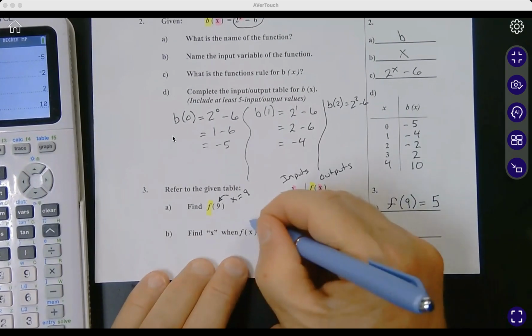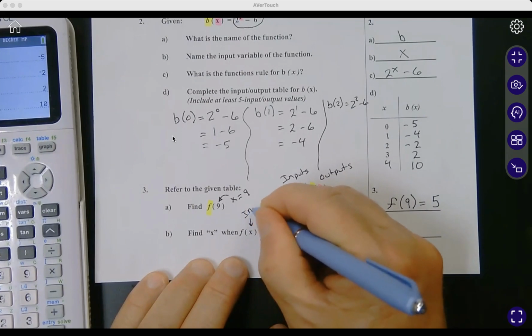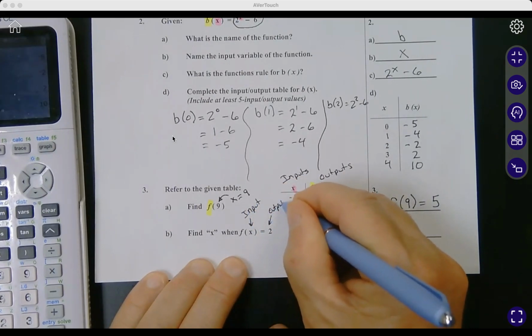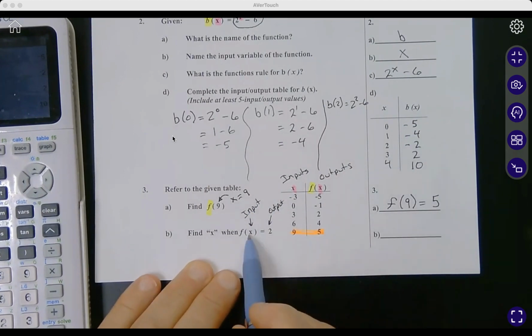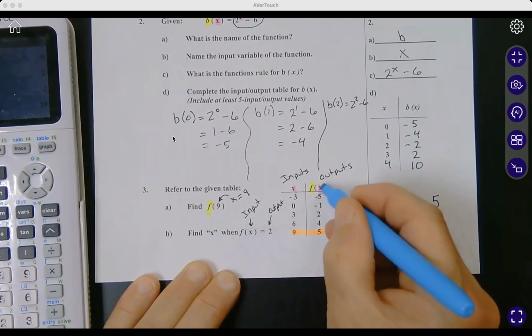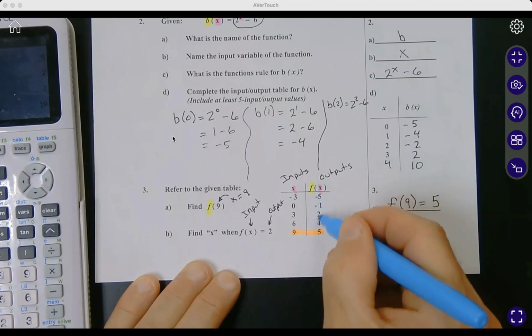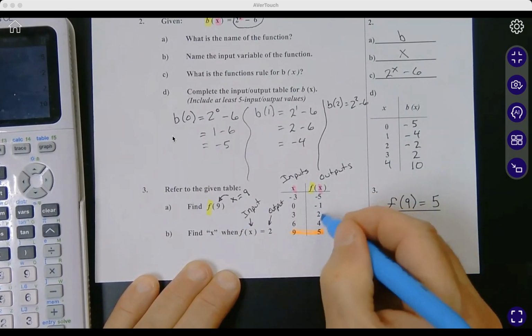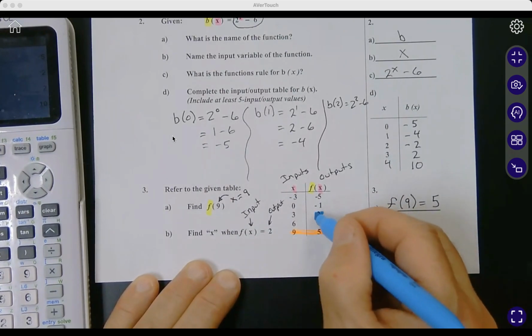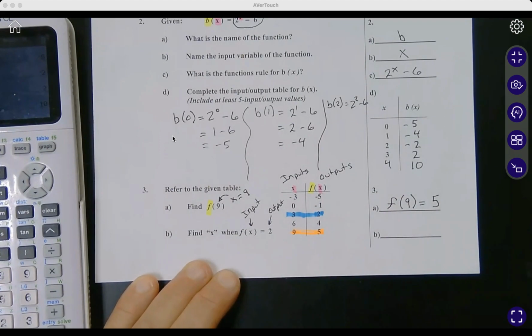Now, this is the input, and this is the output. So now my goal is to find the input value when I have an output of 2. So I'm going to look on my outputs. Notice how it's f of x equals, and f of x here. So these are all the values that f of x equals right here. So f of x equals 2. Boom, right there. The input that gives me that output value is 3.